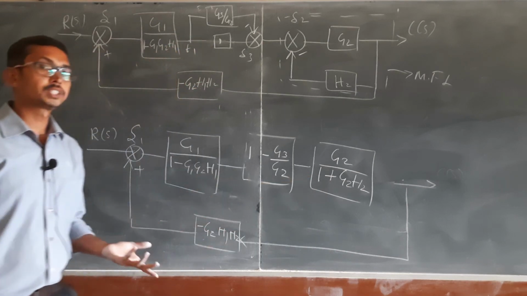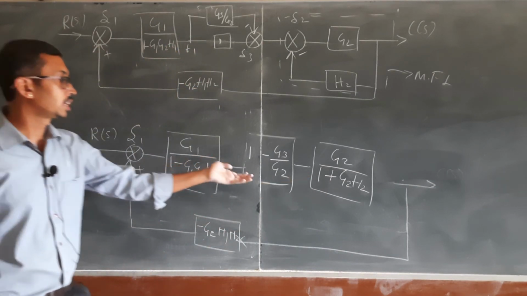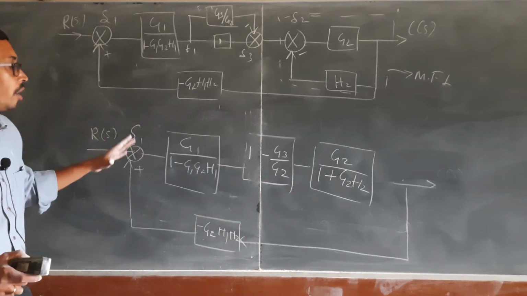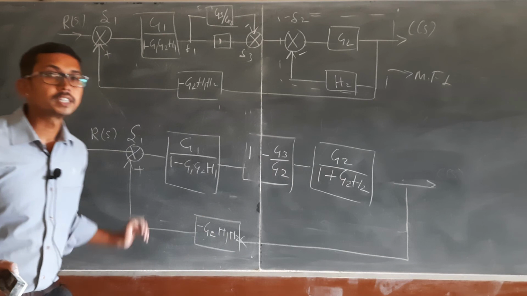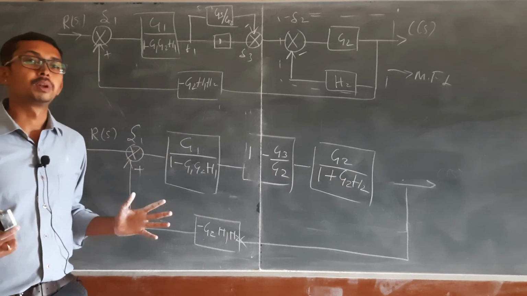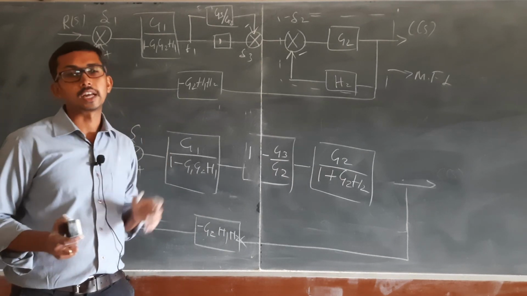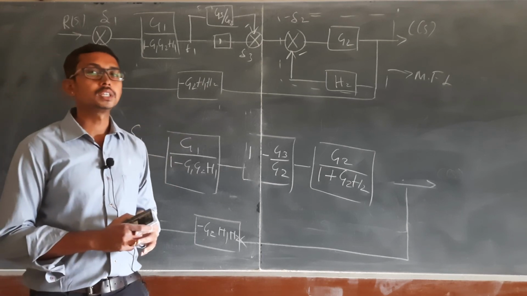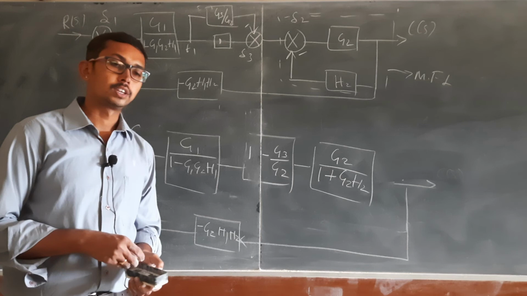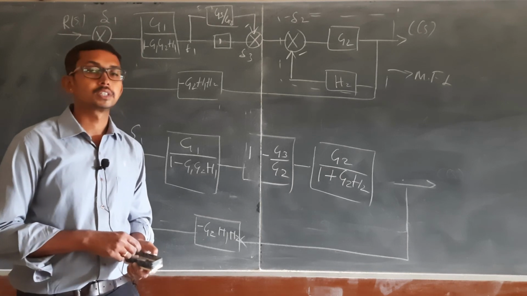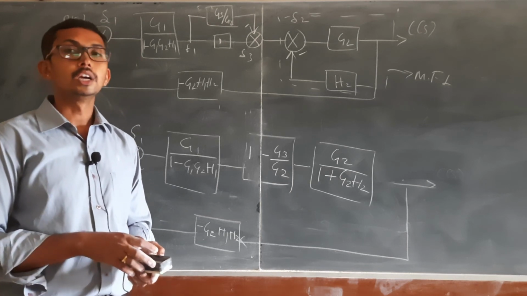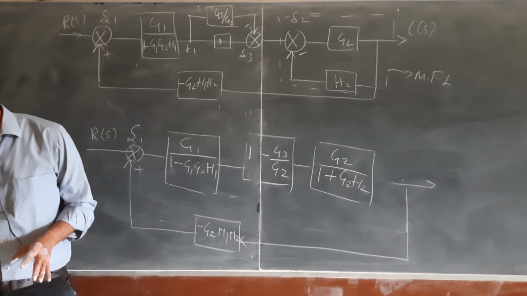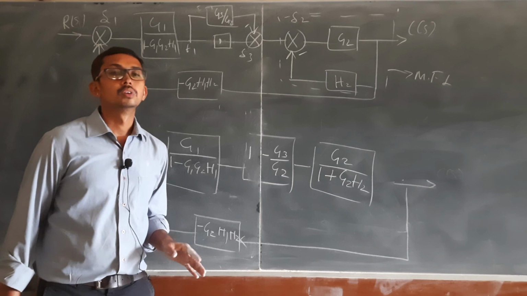Next, what is the next step? Now these three blocks are in series, so we do the multiplication of that. After that I am going to get a minor feedback loop. After simplification I am going to get the transfer function of the given block diagram. Okay, so this is how we need to apply the different rules and arrive at the final transfer function of a given block diagram by applying the block diagram reduction techniques. Okay, thank you. Namaste.